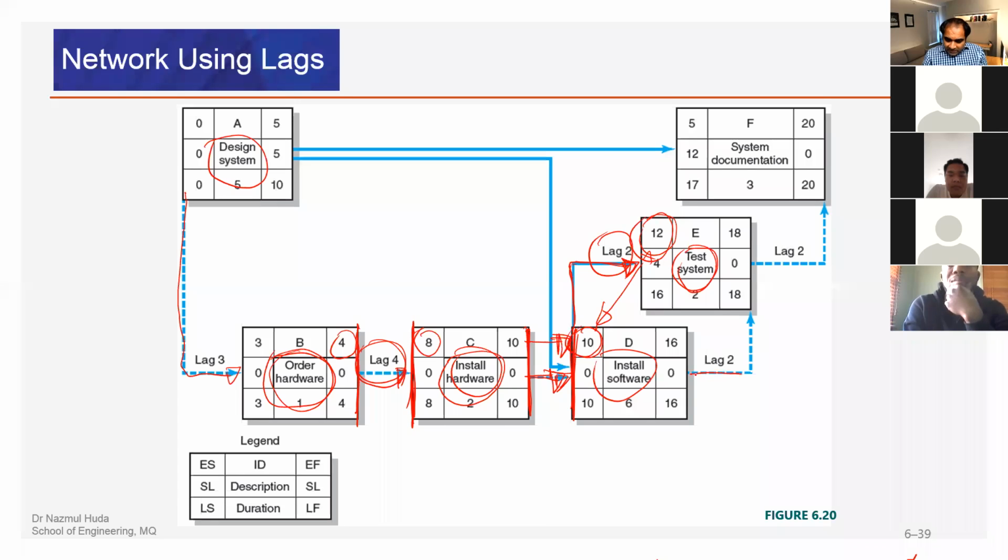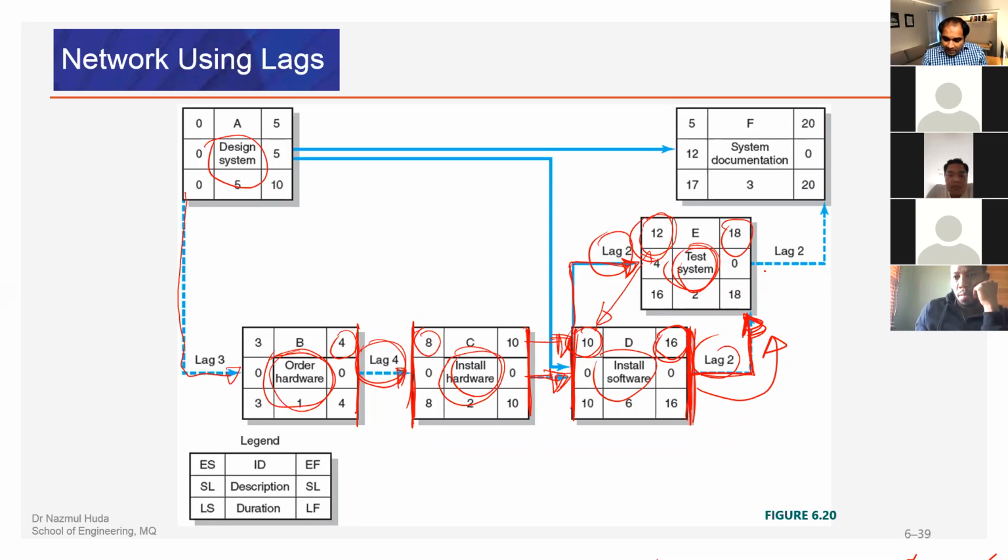Then we can see some other lags here. There is a lag of 2 on this chain, from finish to finish. We can see this is the late finish 16 and early finish 16, and early finish 18. We have a lag of 2. So we know exactly how much lag we have from finish to finish of testing system and install software. Within 2 days, we must finish testing system once we finish the install software activity here.